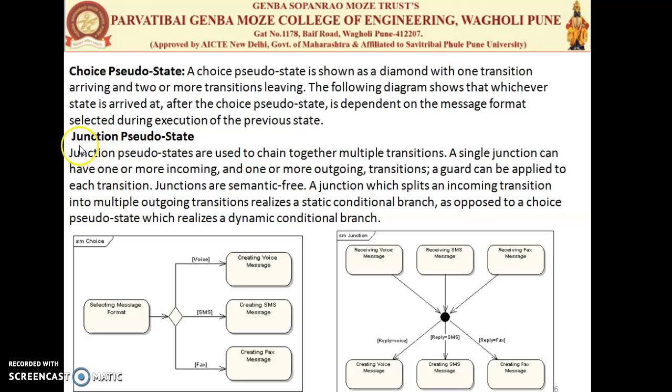The next one is the junction pseudostate. That is nothing but a chain of states having multiple transitions. That is, a single junction can have one or more incoming edges and one or more outgoing edges.